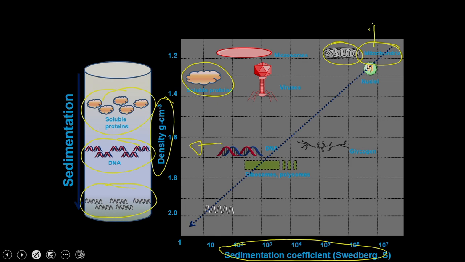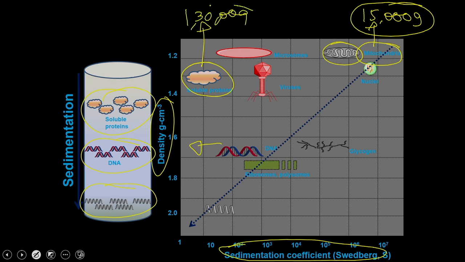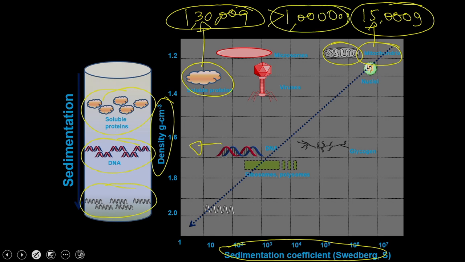For example, the mitochondria is going to be pelleted down at a speed of 15,000 g, whereas the protein present in the soluble fraction is going to be pelleted down at a speed of 130,000 g, or any speed more than 100,000 g. As you can see, the sedimentation coefficient of the soluble protein is on the lower side, whereas the sedimentation coefficient of the mitochondria as well as the nucleus is on the higher side, which means these molecules do not require a high speed to be sedimented.